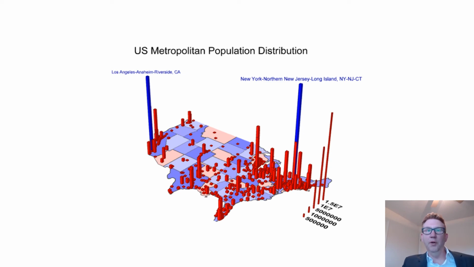This was an example of US population distribution imagined as vertical blocks, using that vertical scaling here. I'm not a big fan of the legend. 1.5E7 is a little opaque for most users, but it's still quite a nice representation of the data.